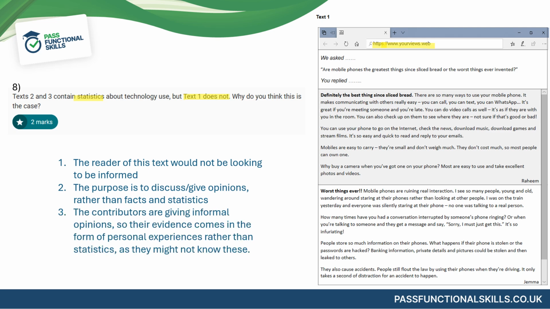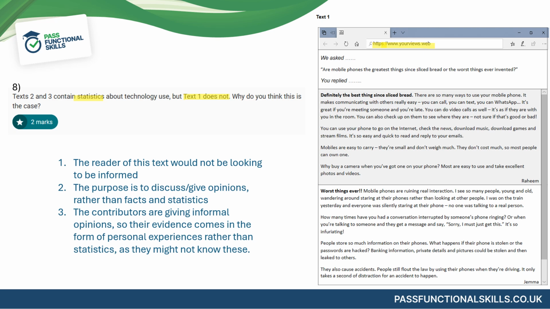And then also we can think about the type of contributors we've got here, or the type of writers. So they're giving very informal opinions on a very informal discussion forum. So their evidence comes in the form of personal experiences rather than statistics, because they're unlikely to know these statistics off the top of their heads, off by heart.